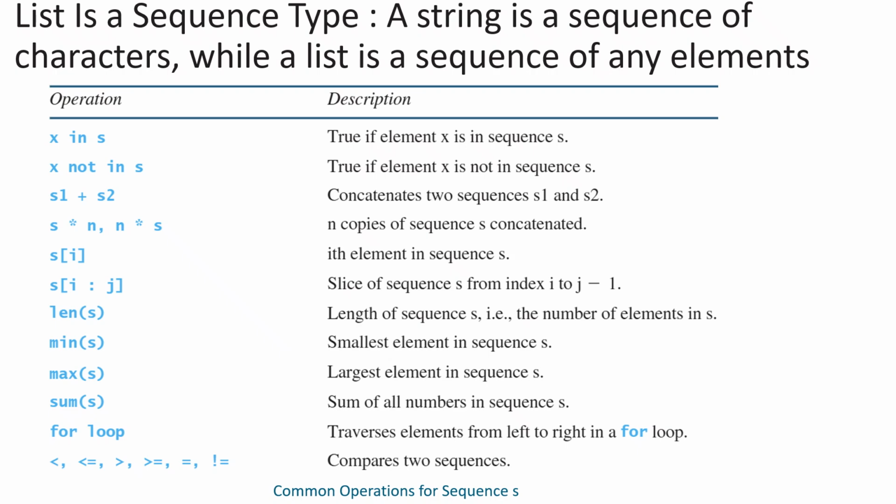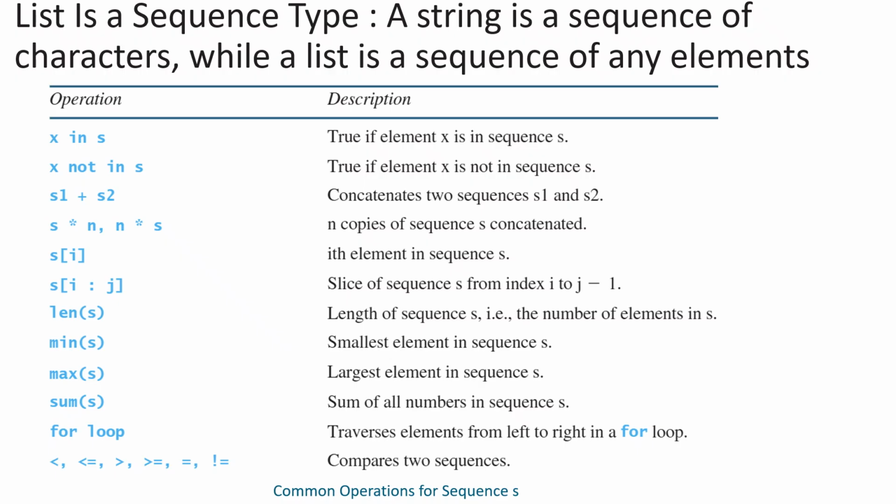means n copies of the sequence are concatenated. s[i] is the ith element in sequence s. s[i:j] is a slice of sequence s from index i to j minus 1. len(s) is the length of the sequence, that is the number of elements in the sequence s. min(s) is the smallest element in sequence s. max(s) is the largest element in sequence s.